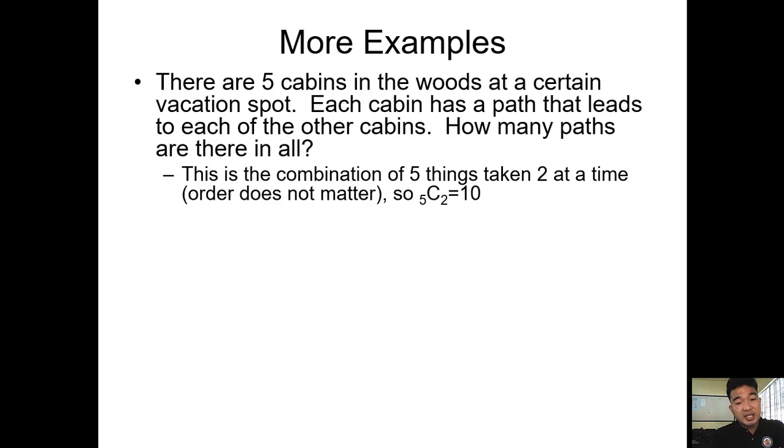This is the combination of 5 things taken 2 at a time because order does not matter. Bakit 2 at a time? Kasi ang tinitignan natin dito ay yung connection ng isang cabin sa isa pang cabin. So dalawa silang cabins. So basically, we are solving for the combination of 5 taken 2 at a time. So the answer here is 10. So there are 10 different diagonals or there are 10 different pathways na pwede nating magawa.